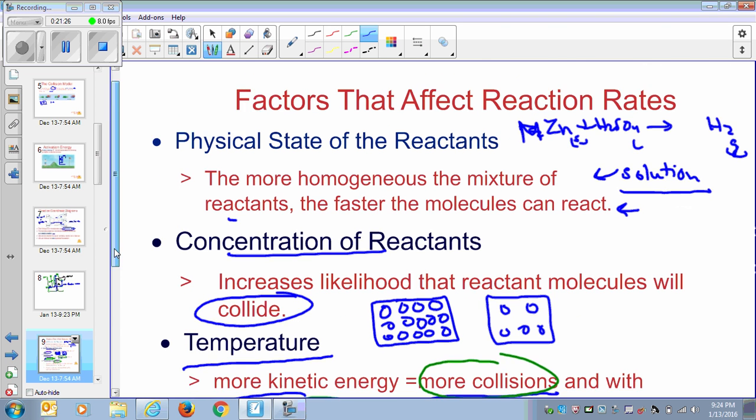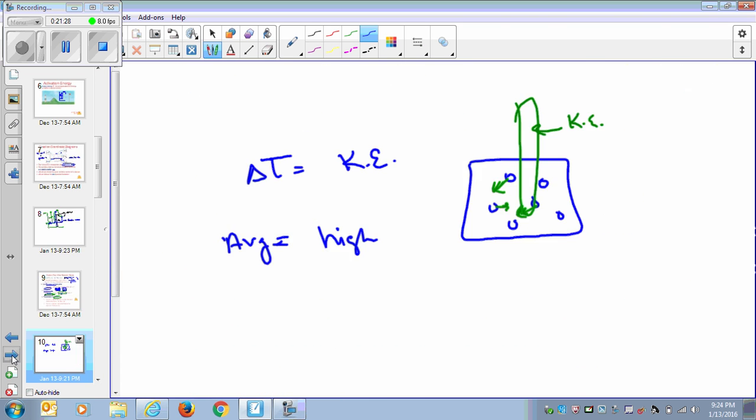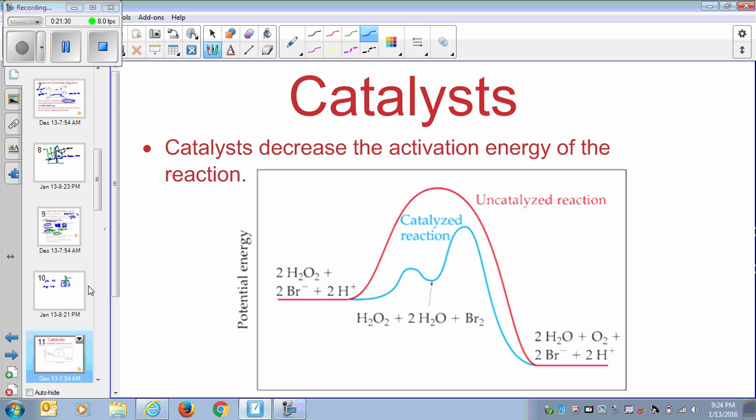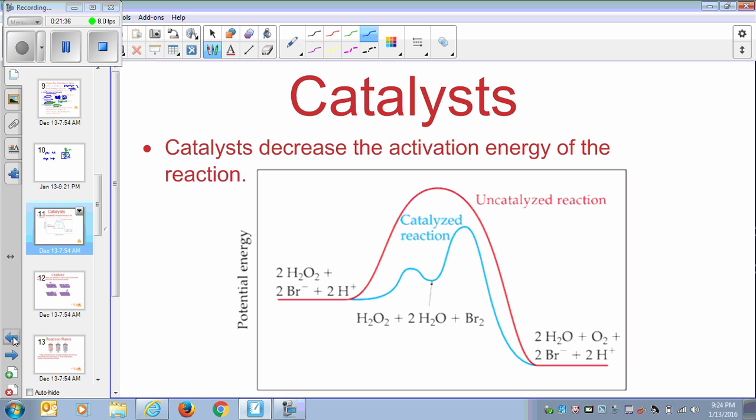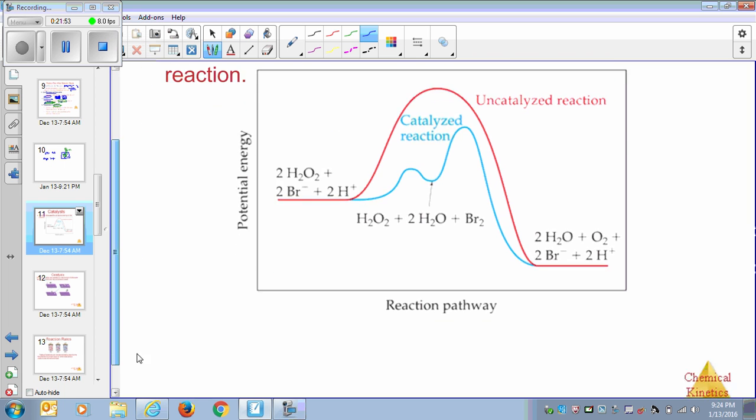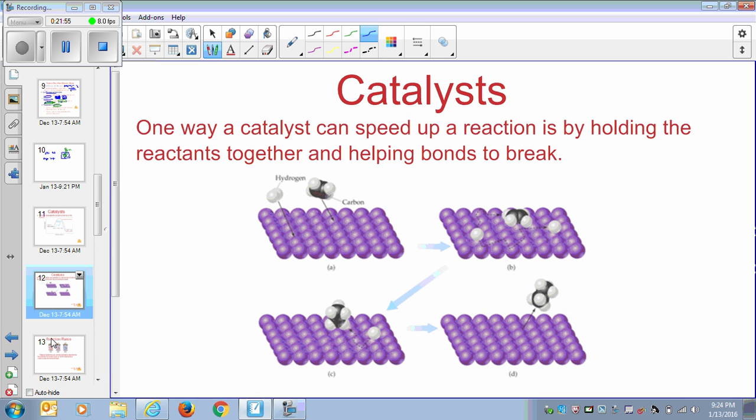Another factor that I don't see here, or maybe I'll see in another slide, is the surface area. Let me explain here. Here it is showing hydrogen peroxide, bromine and hydrogen. The catalyzed reaction happens this way, and the uncatalyzed reaction happens this way. So the catalyst decreases the activation energy of the reaction. This is just another way of knowing this.